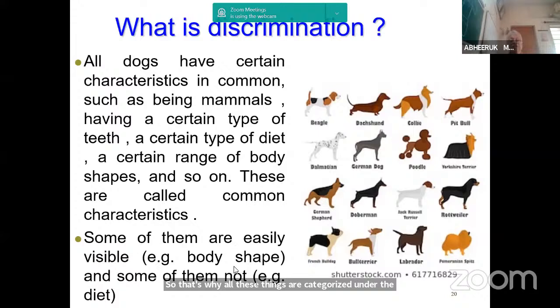Some of them are easily visible, some are not. Maybe diet may change, body shape may change. But some things are common: they are mammals, they have a certain type of teeth, a certain type of diet, a certain range of body shapes. So these are common among them. This way we can categorize. This way we form the concept using discrimination and generalization.